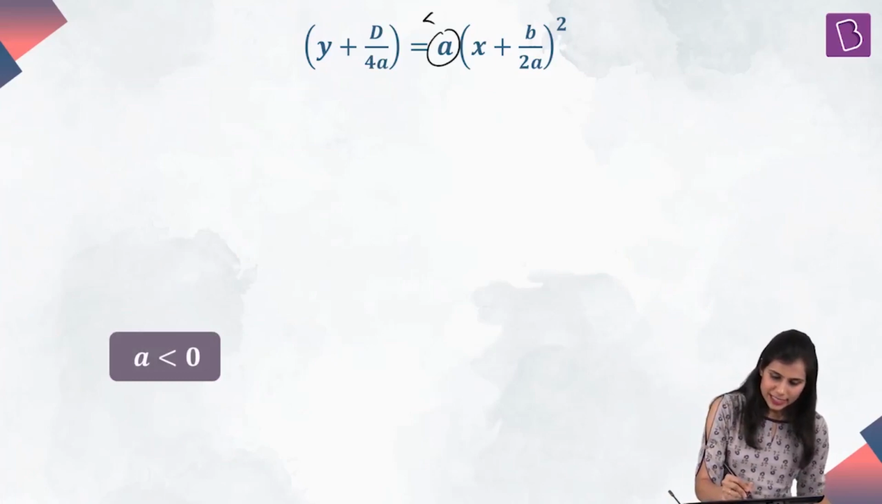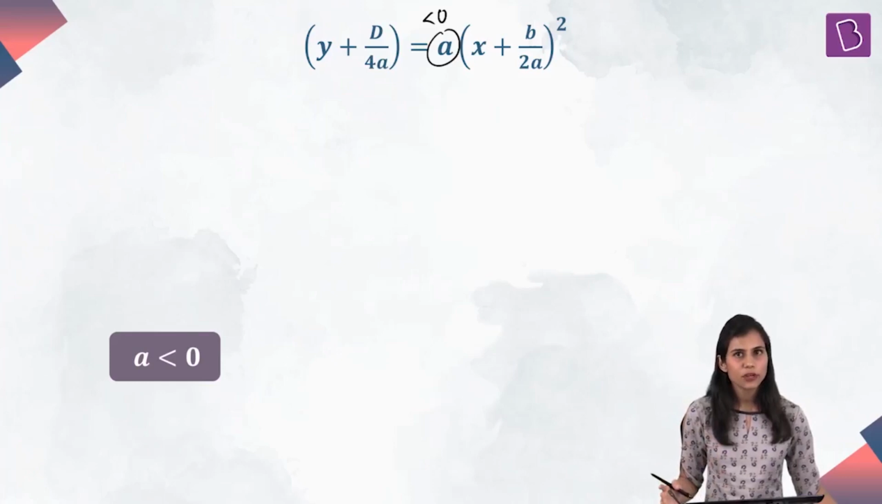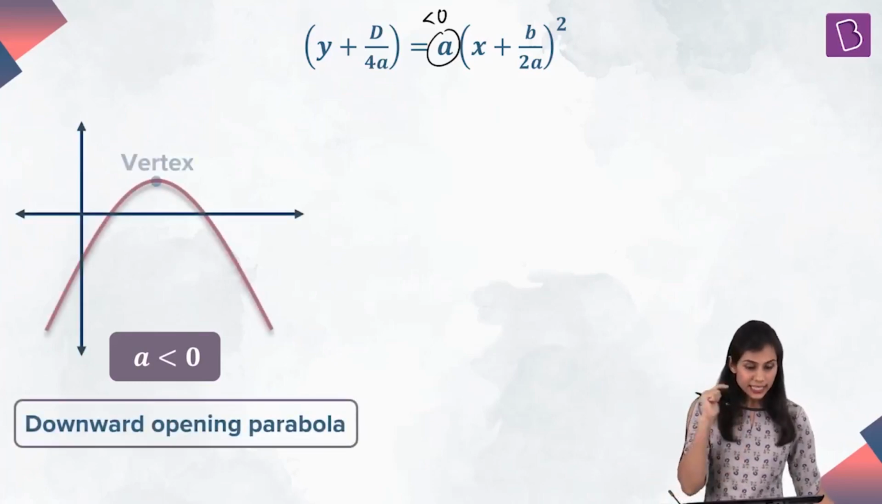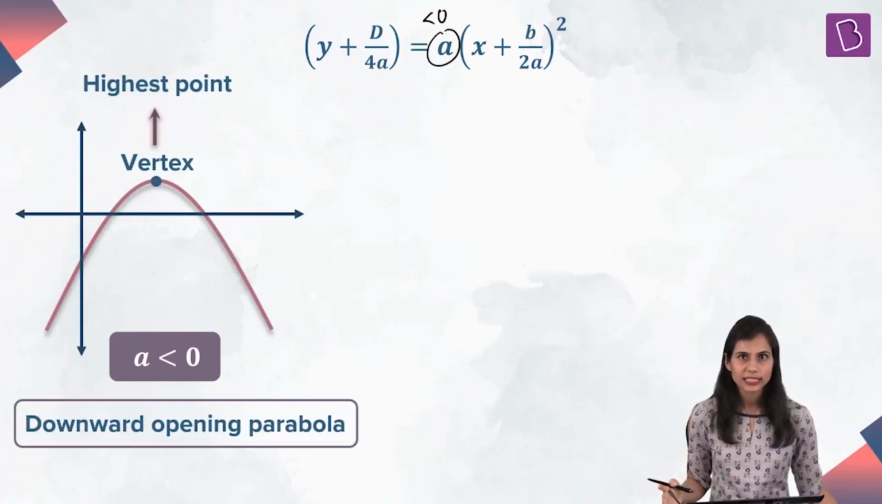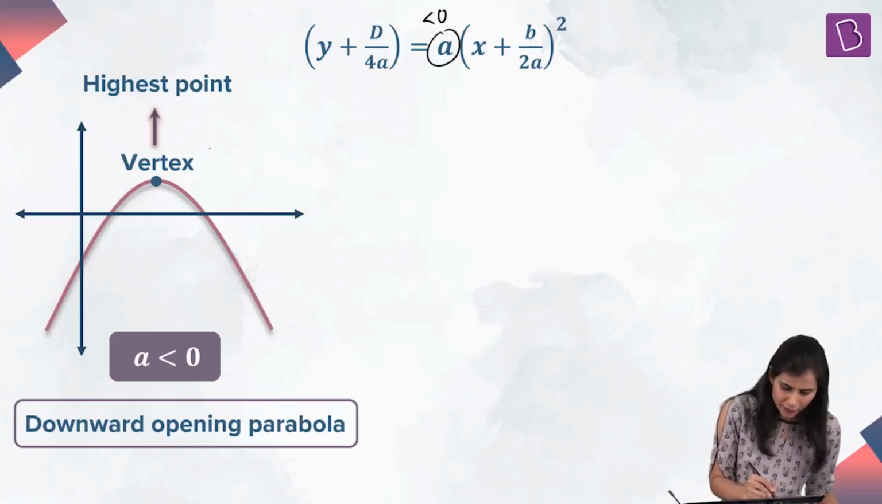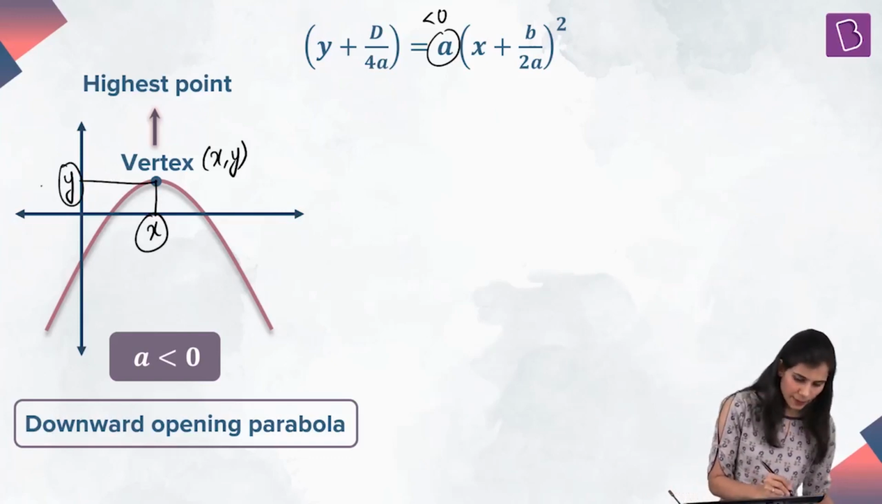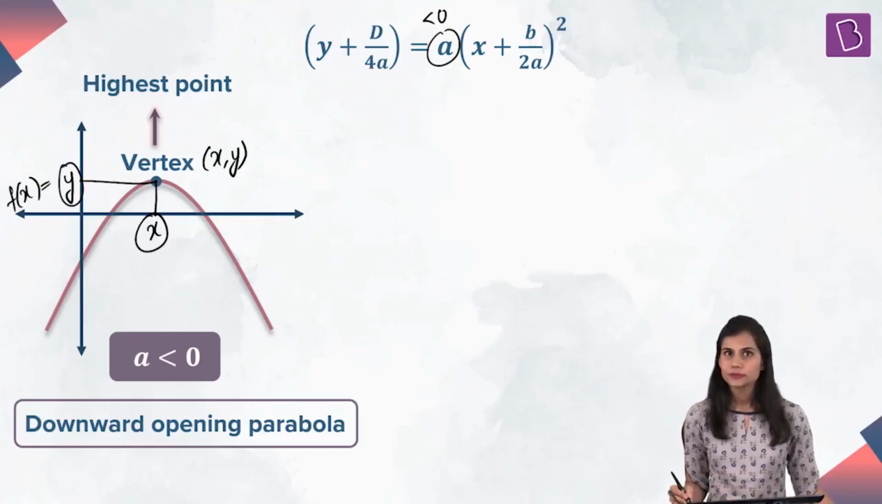That means this is negative. In that case, I know the graph of the given quadratic polynomial will be some downward opening parabola, and in this case, the vertex of the parabola will be the topmost or the highest point. By which, what do I mean? That if x comma y are the coordinates of the vertex, then corresponding to this x, the function is obtaining its maximum value. Got it?